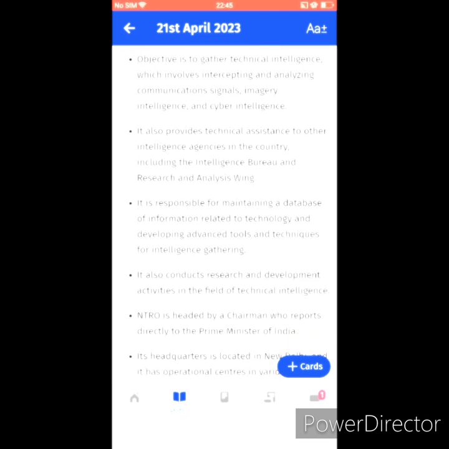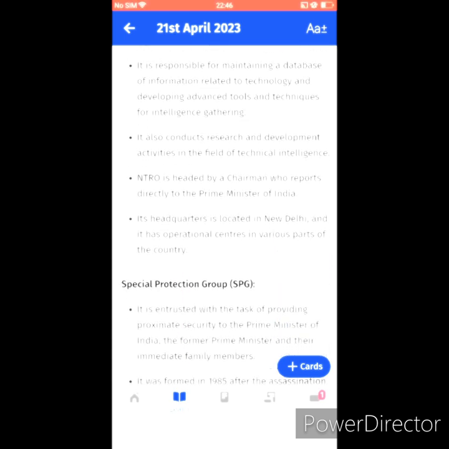Its objective is to gather technical intelligence, which involves intercepting and analyzing communication signals, imagery intelligence and cyber intelligence. It also provides technical assistance to other intelligence agencies in the country, including the Intelligence Bureau and Research and Analysis Wing. It is responsible for maintaining a database of information related to technology and developing advanced tools and techniques for intelligence gathering. It also conducts research and development activities in the field of technical intelligence.